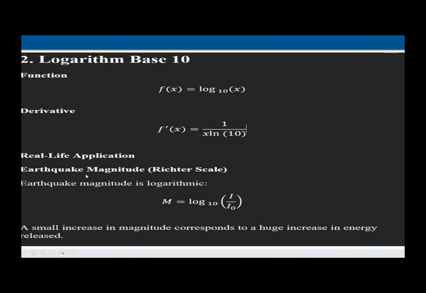Real application: earthquake magnitude, right? Like the Richter scale measure. Earthquake magnitude is logarithmic, like this is the formula they use to measure earthquakes. A small increase in magnitude corresponds to a huge increase in energy release, right?